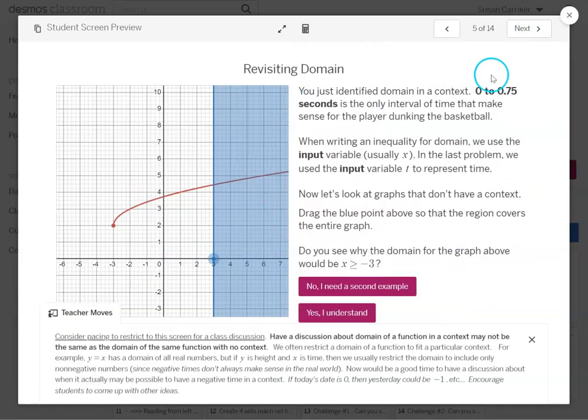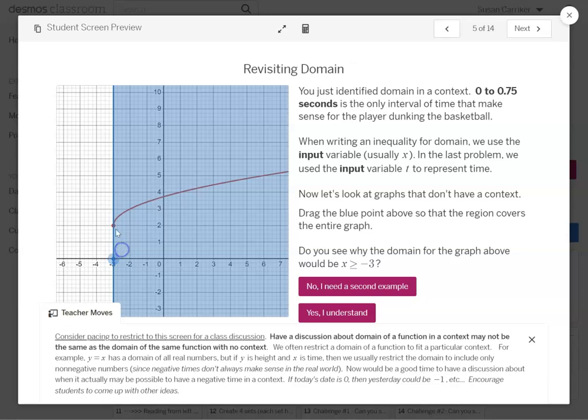When we get to this one, it talks about being in a context. And sometimes in a context, the only numbers that make sense we use for the domain. But just because it's the domain in context, it may not be the domain of that function without a context. Like this function, if it were real life, might start at 0, but if I don't care about real life, I can go ahead and move it all the way back into the negatives.